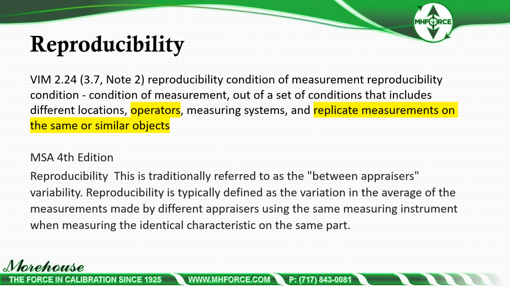So in our situation, and I assume many of you are in the same situation, if you have a force lab, you probably don't have many different locations. You probably have your one force lab. So different locations is not going to happen. We can do different operators, yes. We can also do different measuring systems if you have multiple machines. You can do that.